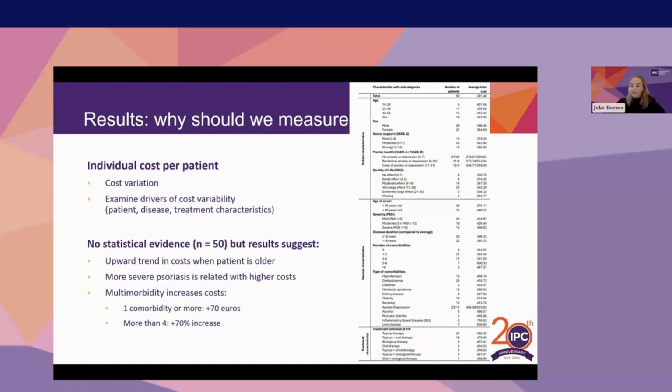Also, the more severe the psoriasis is, the higher the costs are. And of course, as could be expected, multimorbidity increases cost significantly, with having more than 4 comorbidities resulting in a total cost increase of 70%.